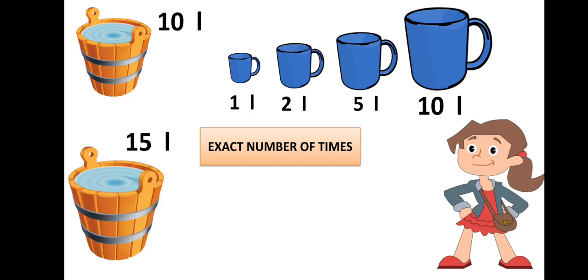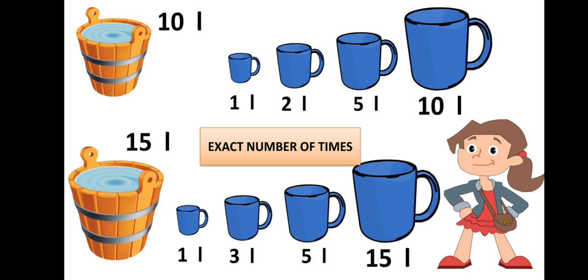Now considering the 15-liter, the same thing. If she takes a 1-liter mug, she can take it 15 times. If she gets a 3-liter mug, 5 times. If she gets a 5-liter mug, she can measure it in 3 times. 5 3s are 15, so 3 times. And the last option is 15 liters. One time only, she will measure the 15-liter bucket.